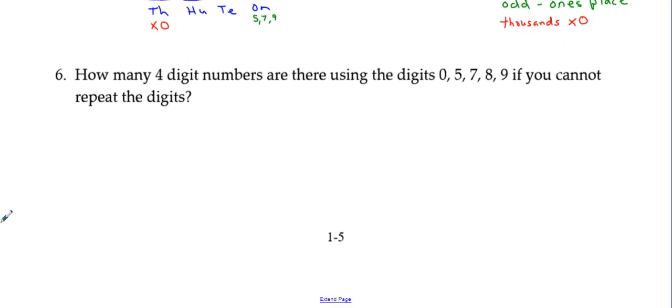So let's go to one of the hardest ones you're going to see. This time we're going to have a couple of different restrictions. We still have a 4-digit number. And our first restriction is that the thousands cannot be equal to 0.